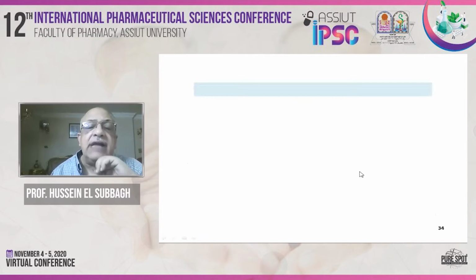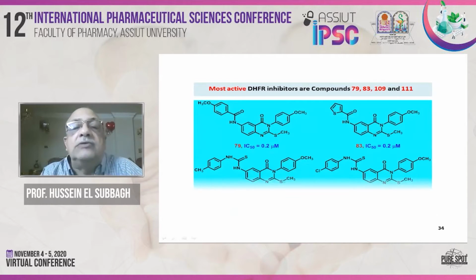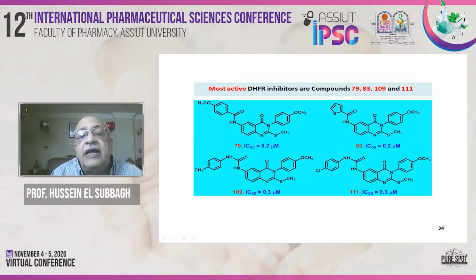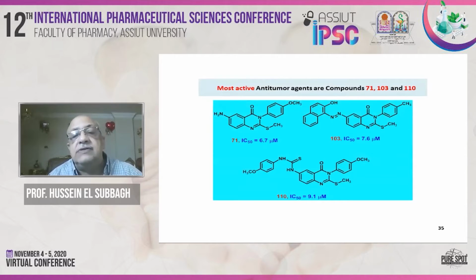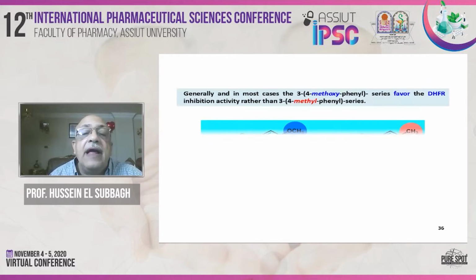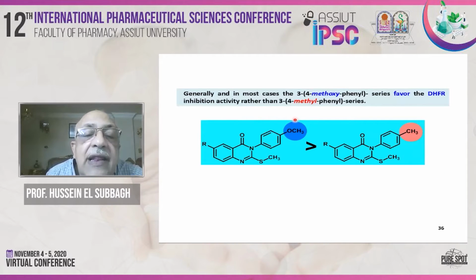As a conclusion and the structure-activity relationship, we got 4 compounds active as DHFR inhibitors. Also, we got 3 compounds active as anti-tumor agents. When we looked at the structural variation, we found that the paramethoxyphenyl at the 3-nitrogen of quinazoline contributes much more than the 3-methyl to the anti-tumor activity and the DHFR activity.